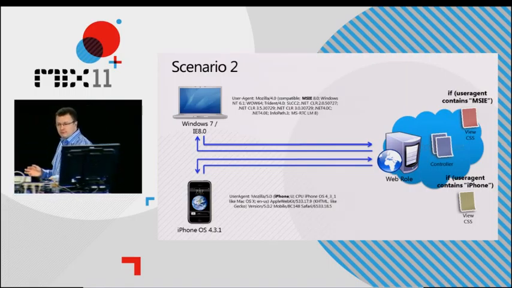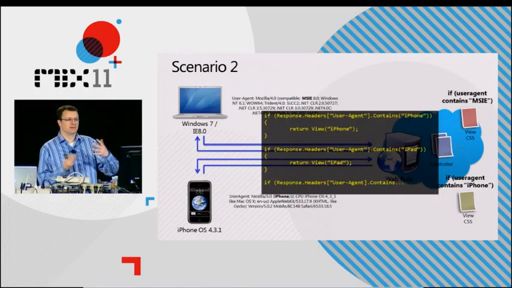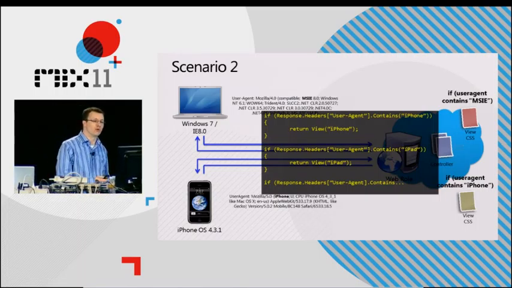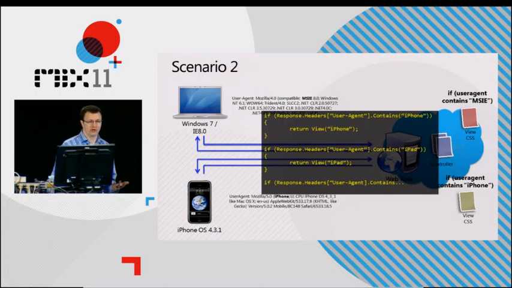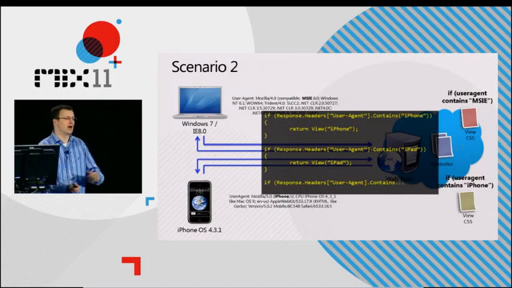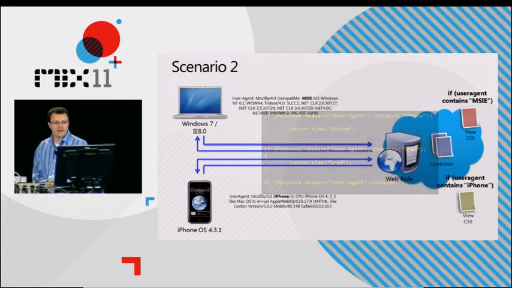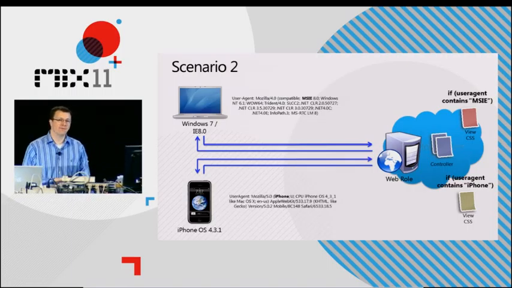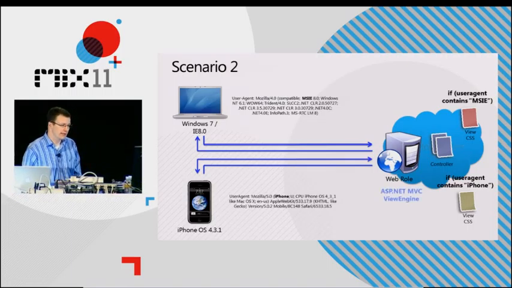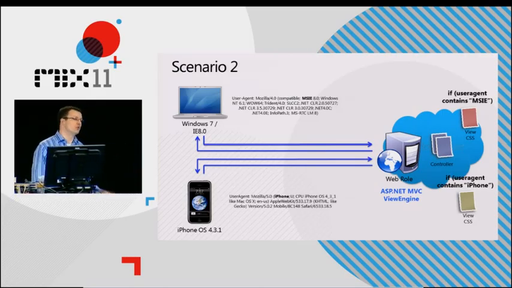However, that doesn't come without problems either, because what you quickly end up with is potential spaghetti code in the controller, where you're constantly looking for headers, you're constantly saying, oh, well, if this is an iPhone, do this, if this is Android, do this, that kind of thing. So one of the things that the ASP.NET MVC team have done to make this really easy is included what's called an ASP.NET MVC view engine.